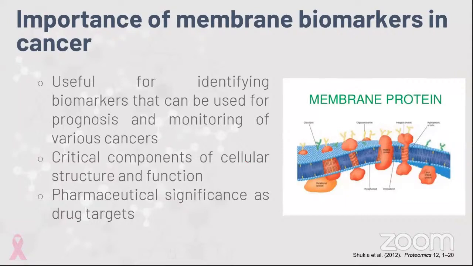So, in order to find new biomarkers, the type of biomarkers I'm interested in are the membrane biomarkers, because they can be used for prognostics, to know the prognosis, and also to monitor the development of different types of cancer. They also play an important role in cellular structure and function, and also in the proliferation of cancer cells, and they are important as a drug target from the pharmaceutical perspective.